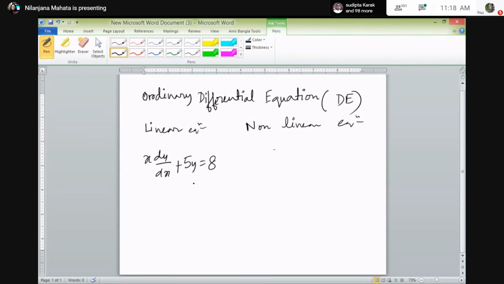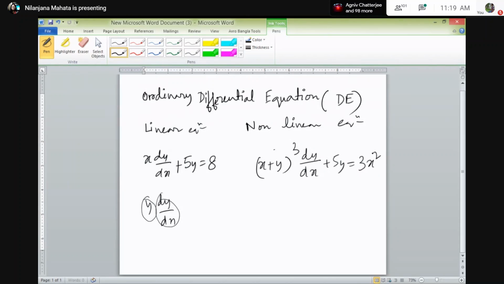Actually, in the equation, the differential coefficients are not multiplied together, then we can call it linear. Basically, you don't have products of y dy/dx type terms, that is, the product of the dependent variable and its differential coefficient. And suppose this is a nonlinear equation, right? If you expand (x plus y) whole cube, you will get four terms, and the sum of the terms will be multiplied with y cubed dy/dx, right?